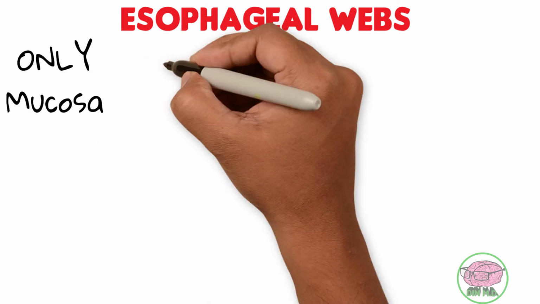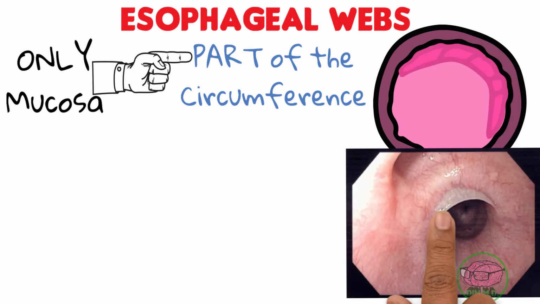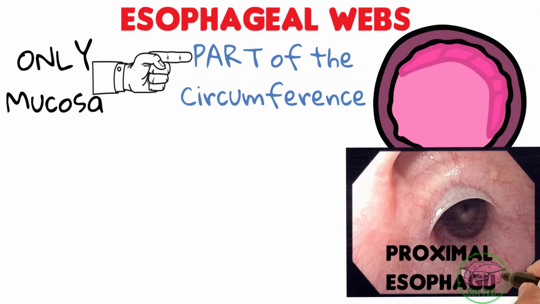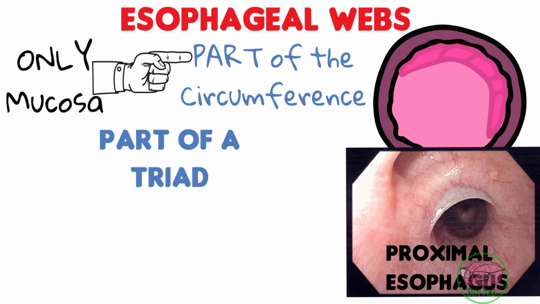Esophageal webs are strictures that are made up of only a thin layer of mucosa and only occupy a part of the circumference, as we can see in this endoscopy. They are usually located proximally, which means in the cervical esophagus or in the upper part of the thoracic esophagus, and they can be part of an interesting triad discovered by both US physicians and UK physicians.